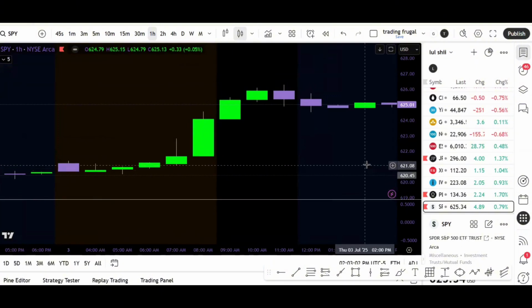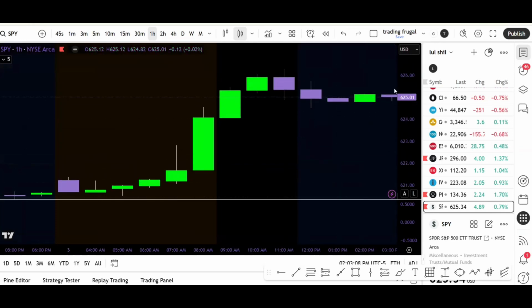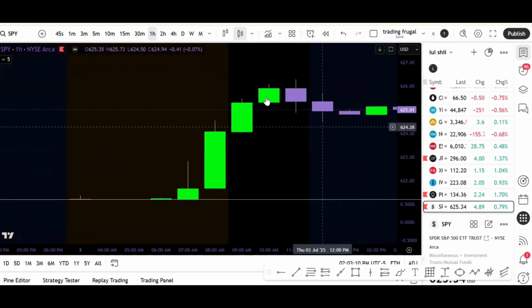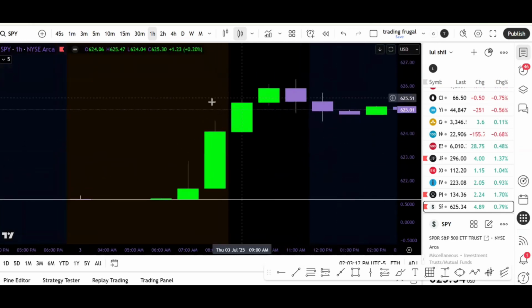The lines above or below show how high or low price moved before closing. So the wicks show how high the price actually moved before closing. So you have an open, you have a close, you have a high, and then you have a low. Okay, so that's up here, hence open, high, low, close.